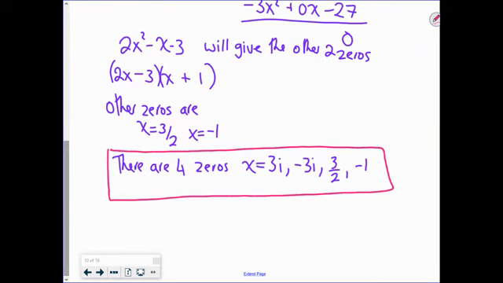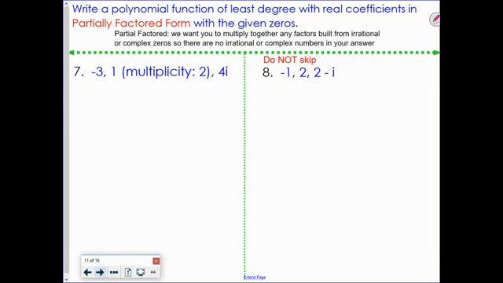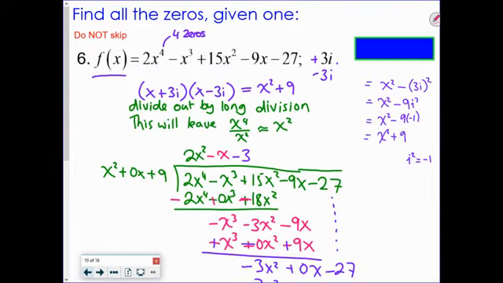There's one small last part to the lesson, which isn't too bad. Write a polynomial function of least degree with real coefficients in partially factored form with the given zeros. Oh my goodness, that's a long question. What we mean by partially factored is, for instance, in this last question here, we don't want to see something like this in your answer. We'd expect you to multiply those together to get this here. Okay? That's what we mean by partially factored.